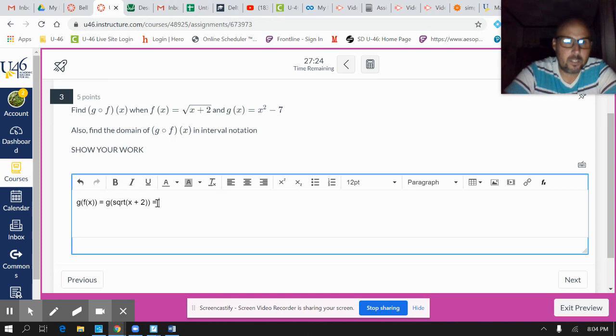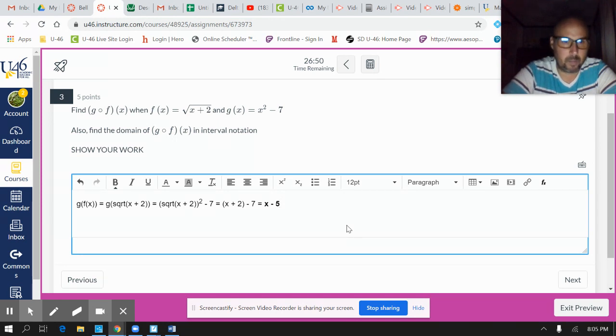And what does g do, people? G squares what it receives and then subtracts 7. So it's going to square root of x plus 2. It's squaring that. And then it's going to minus 7. Well, if I square a square root, the square and the square root cancel each other out. So you are just left with x minus 5. X minus 5 is the correct composition of g of f.